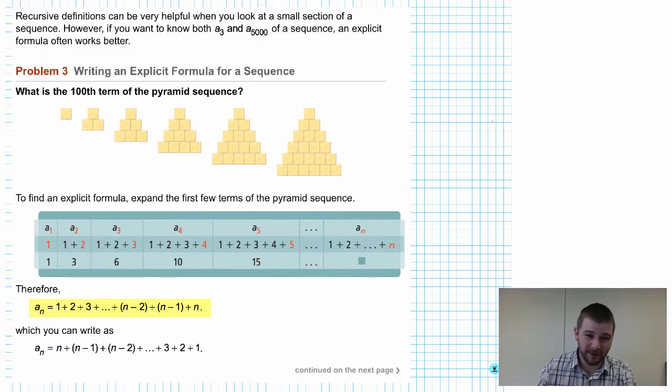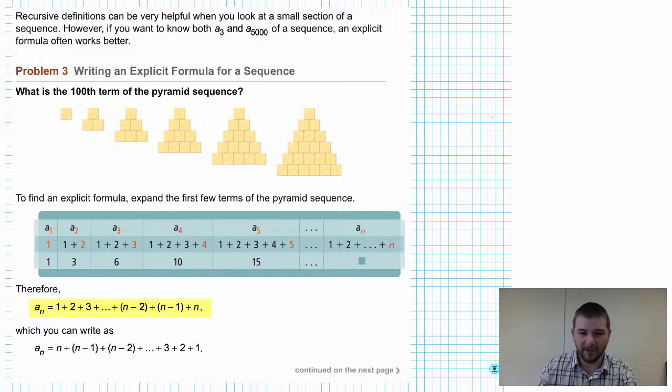Therefore, a sub n equals more or less what I just said, 1 plus 2 plus 3 plus skip a few, because we recognize that pattern, all the way until we get to n minus 2. Notice that will be the value 2 terms before n in the sequence. And then the term n minus 1, that will be the term immediately preceding the term n, and finally the term n.